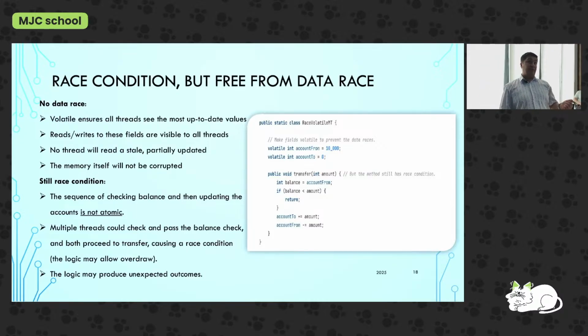Why free from data race? Because the JVM says that if you declare a shared field volatile, there is a happens-before relationship: threads which write to that volatile field happen before those other threads which read from this volatile field. That's why there is no data race, but because of atomicity, we have a race condition.